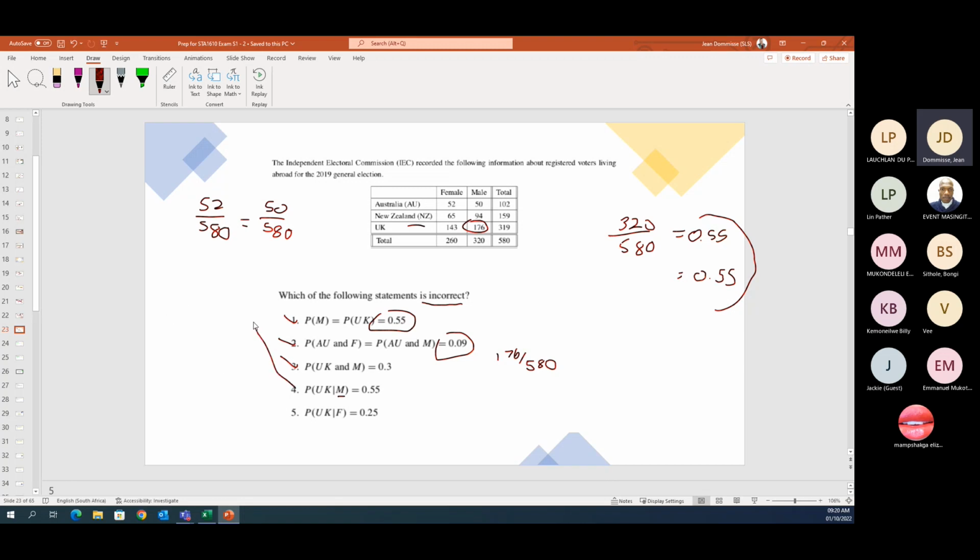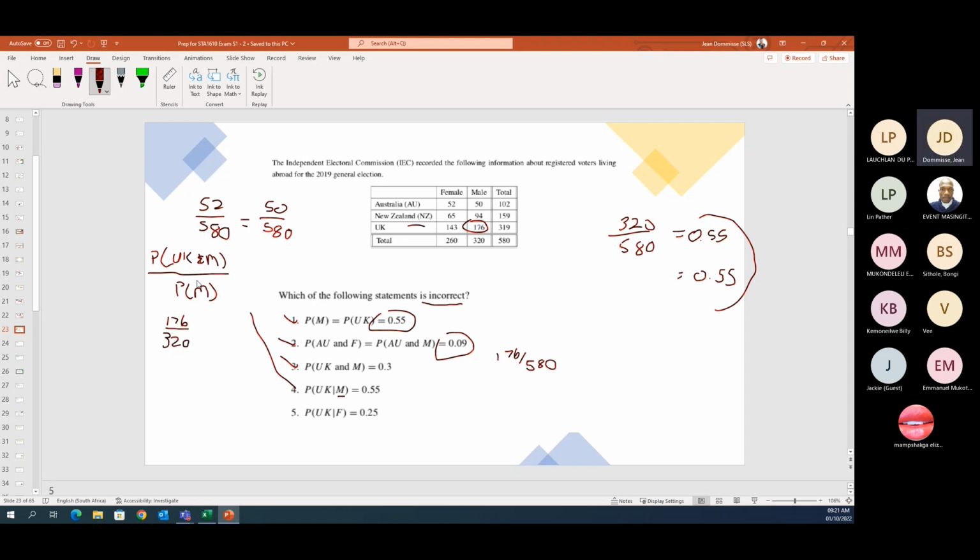So let's first work out that one. Probability of UK given M. So we know now already that is the conditional one. So what's the probability of UK and M divided by the probability of M? UK and M, we just did it. 176 divided by the probability of M, which is 320.